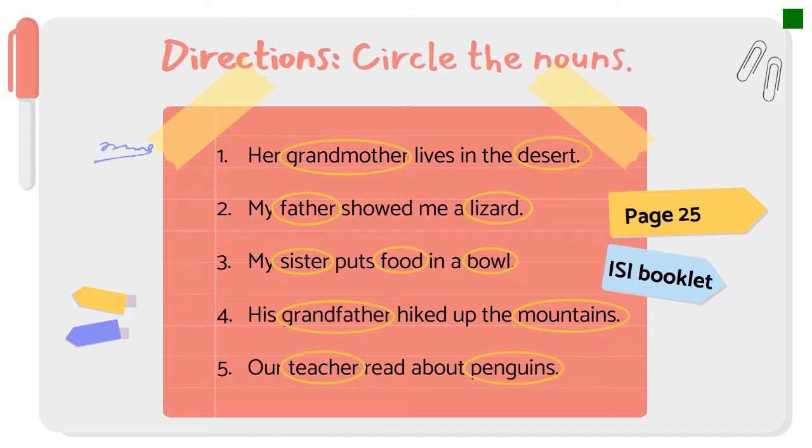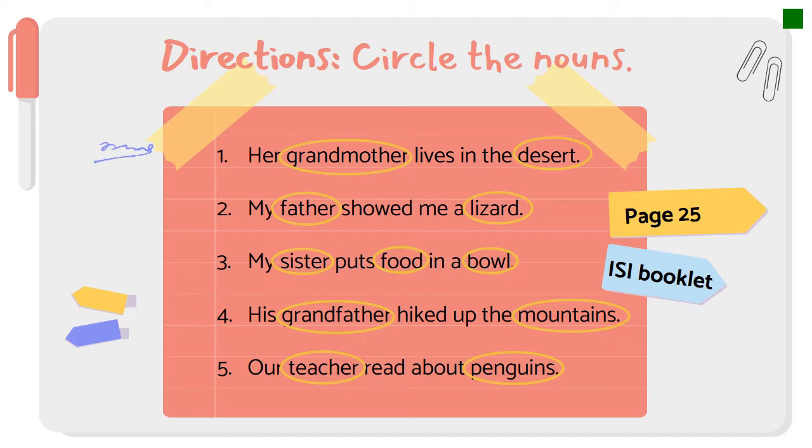Number 3. My sister puts food in a bowl. We have the word sister, which names a person, and we have the word food. The word food names a thing. And we have the word bowl, which names a thing also. So we have sister, food, and bowl.